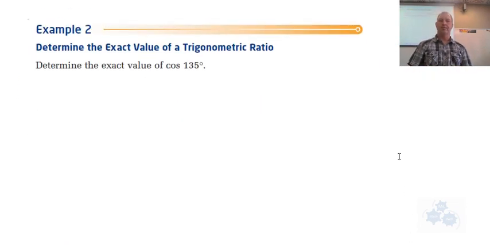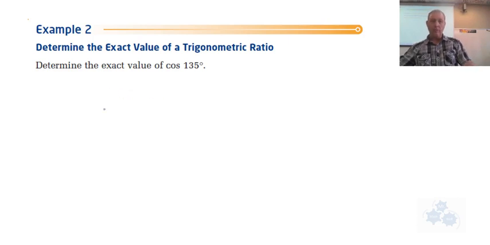Okay, example 2 says this. Determine the exact value of cos of 135. The exact value, cos 135. Okay, so what does exact value mean again? That means we can't have decimals. We can't round a decimal. We need to have a fraction answer or a radical in the answer, right?